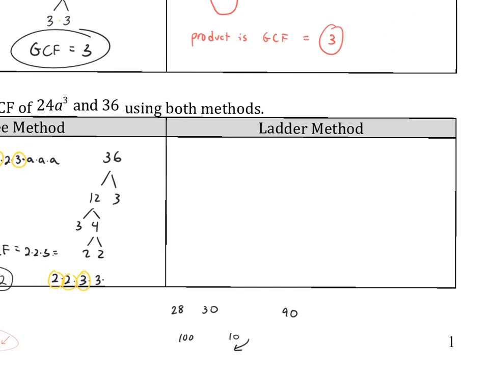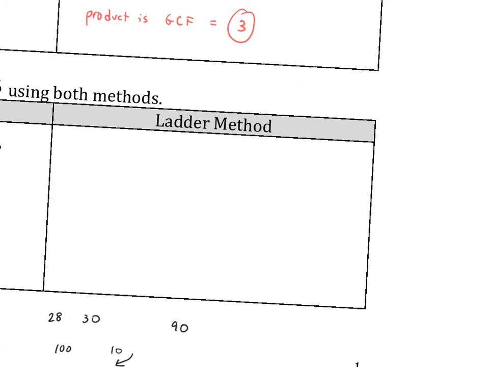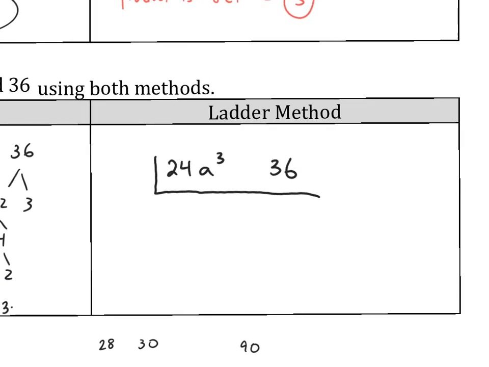Now, I like this next method because it's a little bit more compact. So let's go ahead and write the two numbers out, 24a cubed and 36. And the nice thing about this is that I'm not doing prime factorization. Just what is any number that divides both of these monomials? Well, I'm going to start small. We already know the answer is 12, but I'm going to start small. Let's just do 2. So divide by 2 to get 12a cubed. Divide by 2 to get 18.